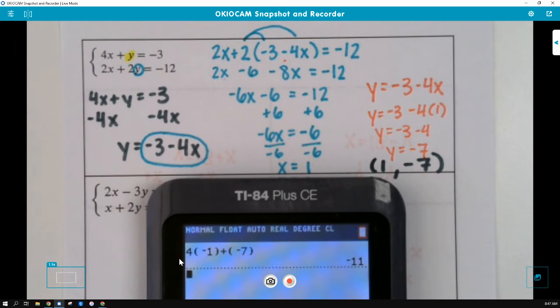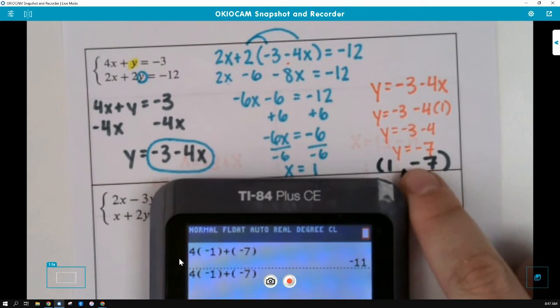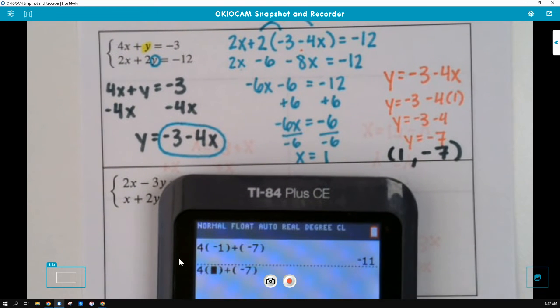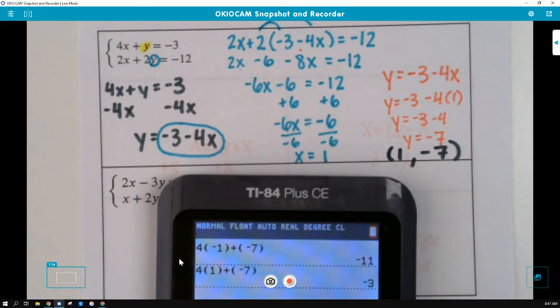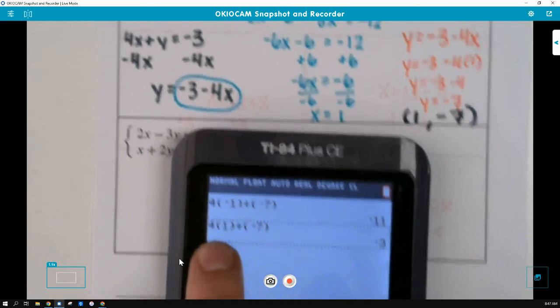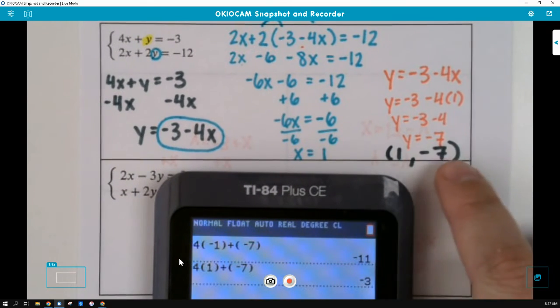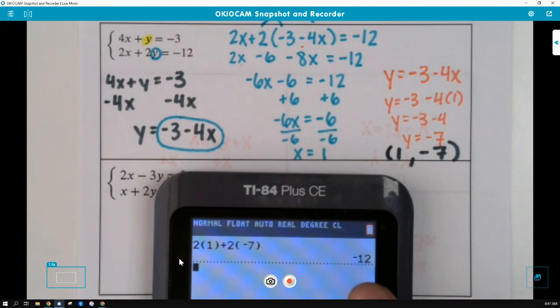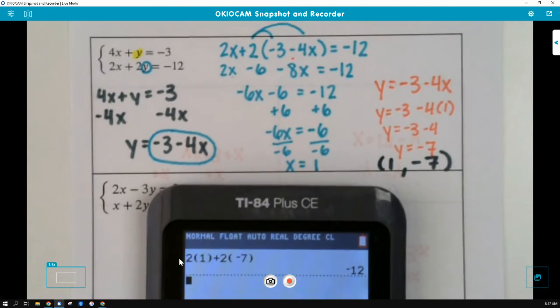What does x equal? 11? What does x equal? Oh, positive 1. I plugged in negative. Okay, I was like, oh my gosh, did I do it wrong? No, I just checked it wrong. Okay, so in order to check it, I would do 4 times x, so that's 4 times 1, plus negative 7 equals negative 3. And then I would have to check it in the other one as well. So I would do 2 times 1 plus 2 times negative 7. Make sure I get negative 12, which I do. So I just wanted to show you guys that. It's kind of cool. You can always check your answers.